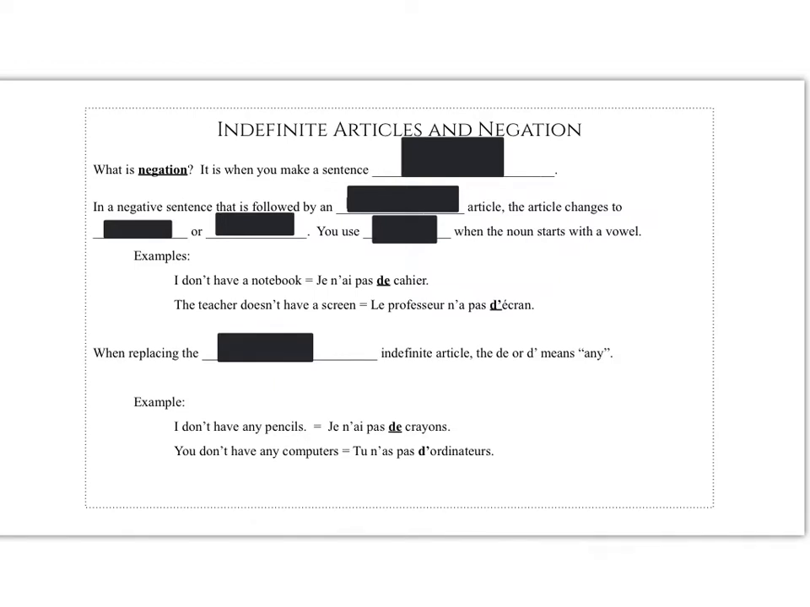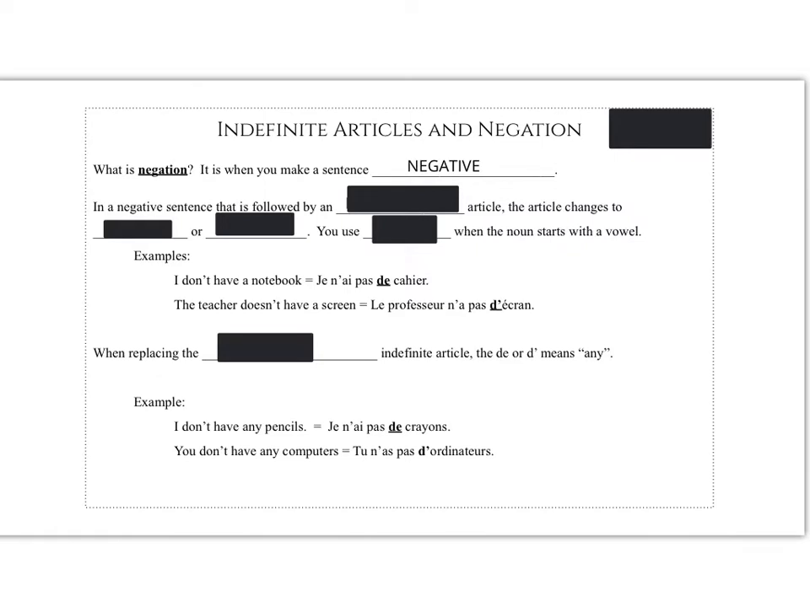Okay, so here we go. We are ready, and we are going to start by taking notes. So what is negation? It's when you make a sentence negative, okay? So all that means is it's a sentence that we have the ne and pas in there.